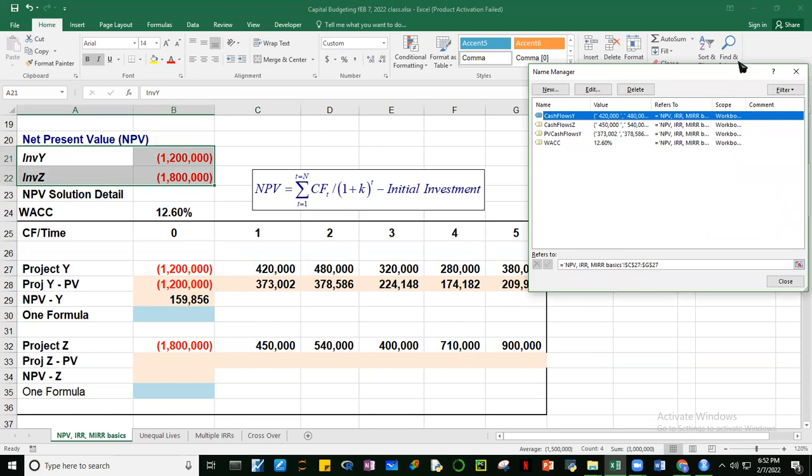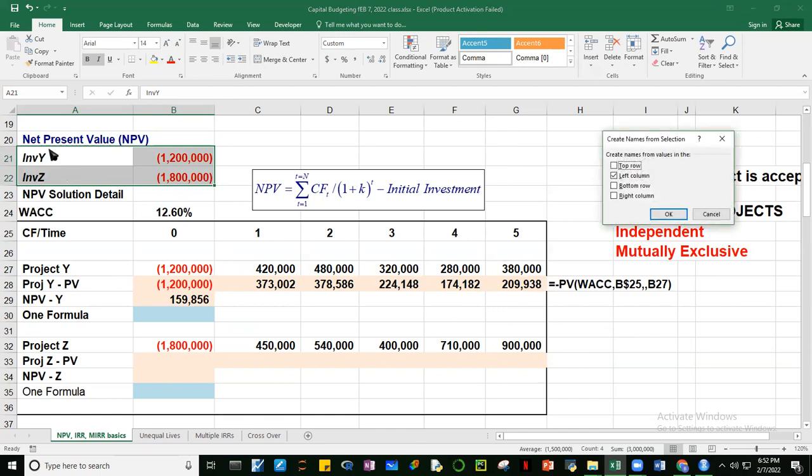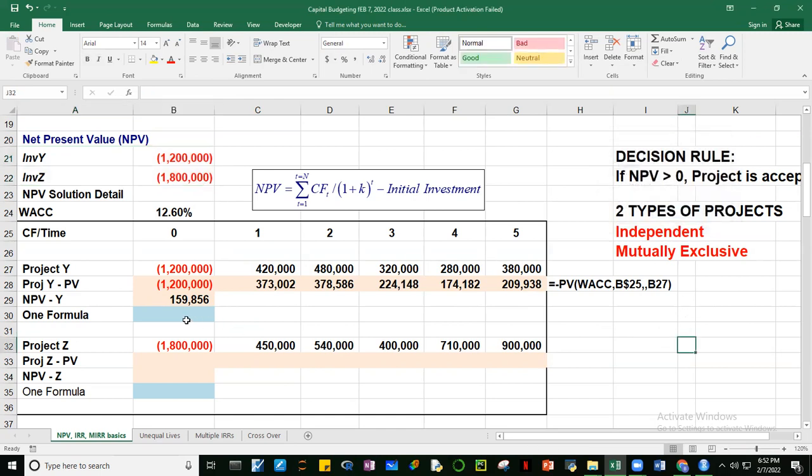Okay. So, diba? Control Shift F3. Create names from selection. Yung nasa left column. Okay, nasa left column. Alright, so ito may pangalan na investment ni Y, tapos ito investment ni Z.